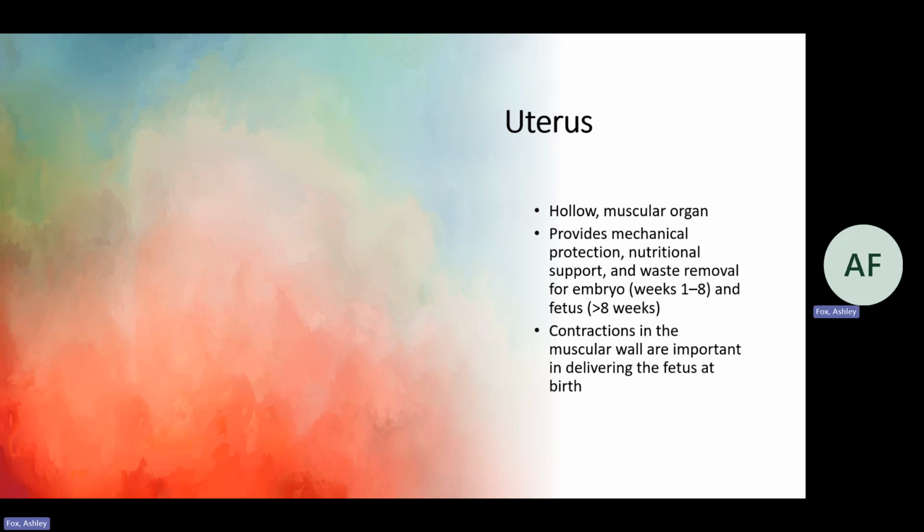The uterus's major layer is going to be the muscular layer. And the function of that is to protect, to feed, and to remove waste of either an embryo, which we consider 1 to 8 weeks is an embryo. Greater than 8 weeks, we call it a fetus. And so we support the embryo and then the fetus until childbirth, where the uterus contracts strongly to deliver the baby.